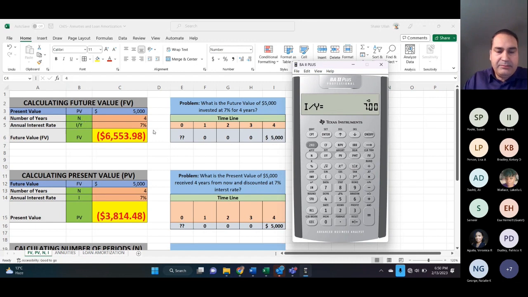Okay, now all the variables are already entered. What I want this to do is to calculate the future value for me. So I click compute, and then click on the future value button right here, FV, and it gives me the same answer as I got in Excel. So that is my future value. It is a negative number because my present value is a positive value. Does that make sense?